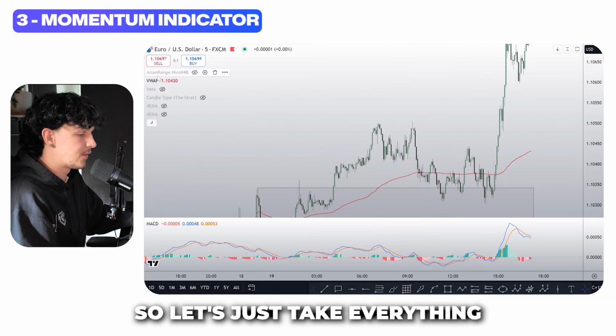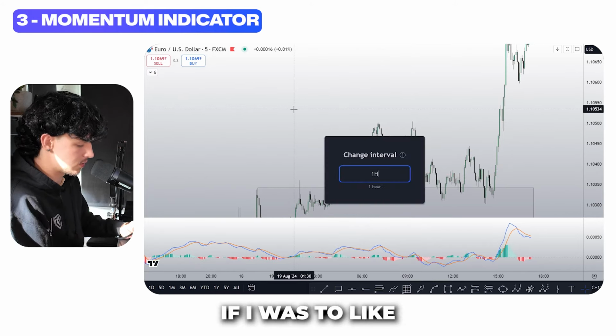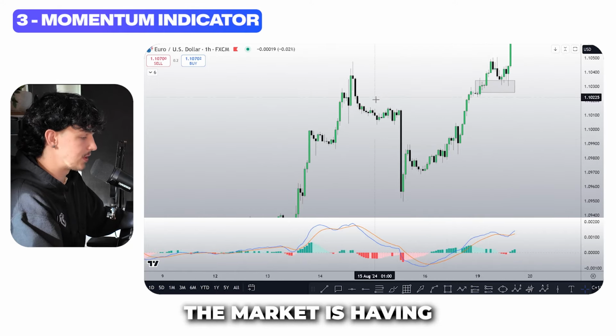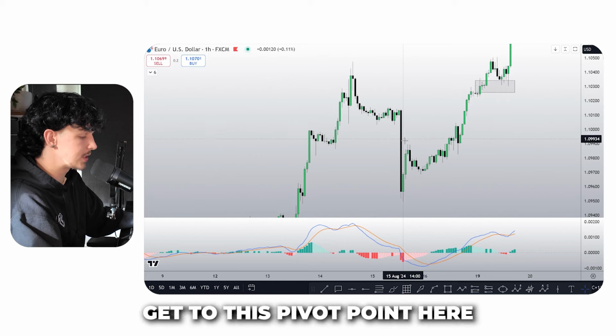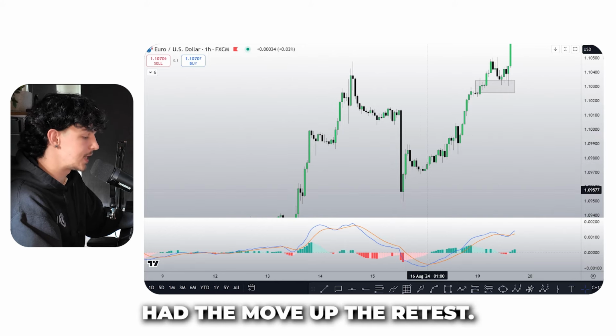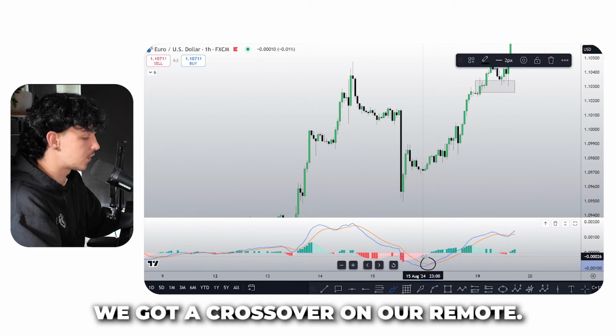So let's just take everything off our screen for now, and let's have a look at the MACD as if I never knew what a MACD was. As you can see, the market is having this huge sell-off, and once we get to this pivot point where the market started bouncing a bit, we had the move up, the retest, and on our indicator at the bottom, we got a crossover on our EMA.